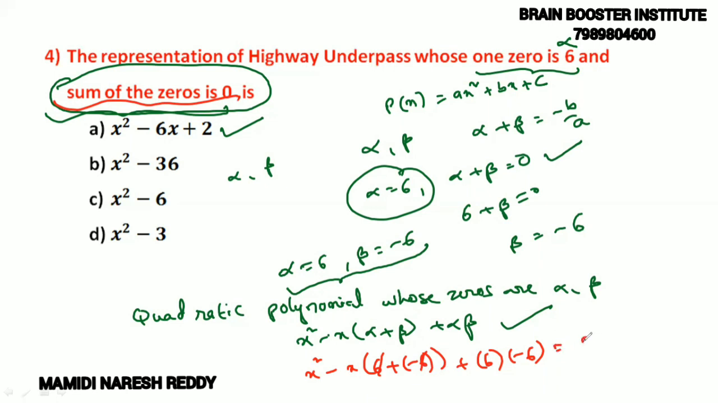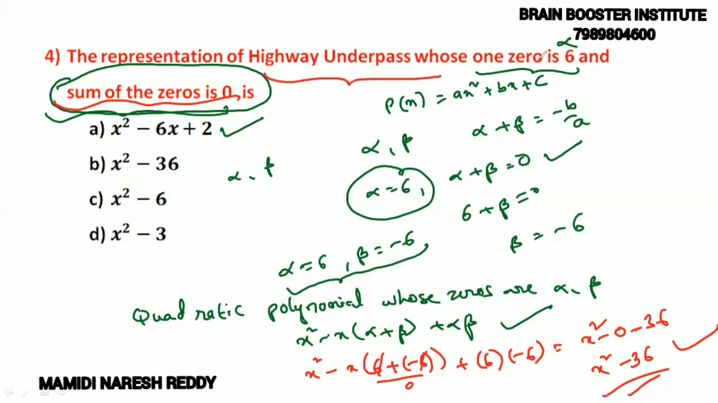Then we get, children, x and here entire this is 0. Now 0 into something is 0. Then we get here 0, and plus into minus is minus, and 6 into 6 is 36 here. Then we get, children, x square minus 36 is a quadratic polynomial, the representation of the highway underpass, whose one zero is 6 and sum of the zeros is 0. So the answer is option B, children. Okay, I think you got this.